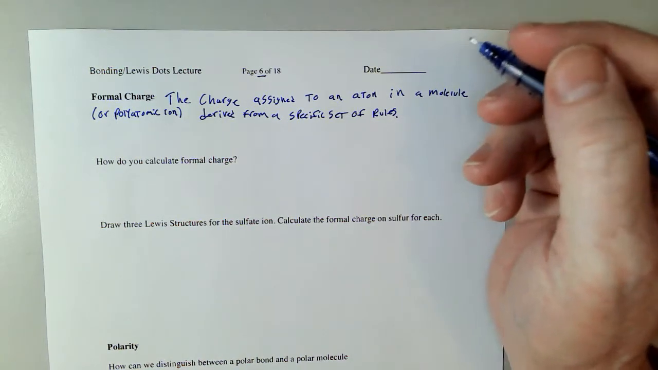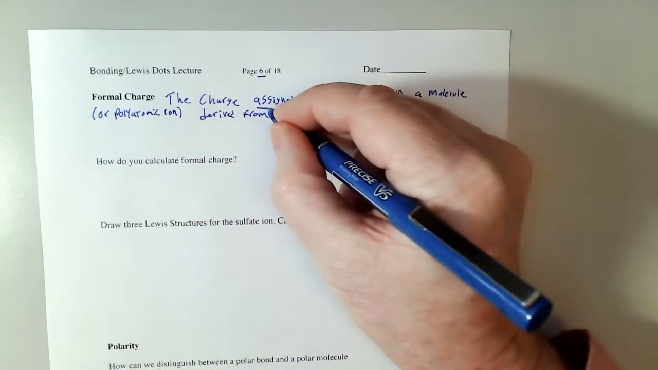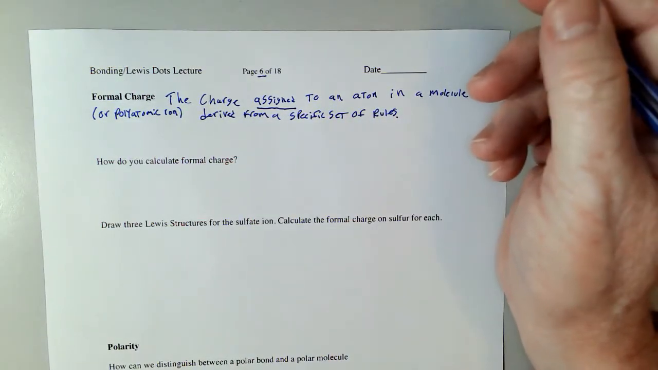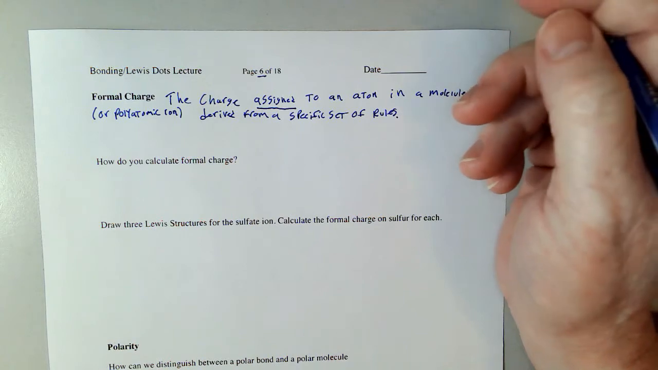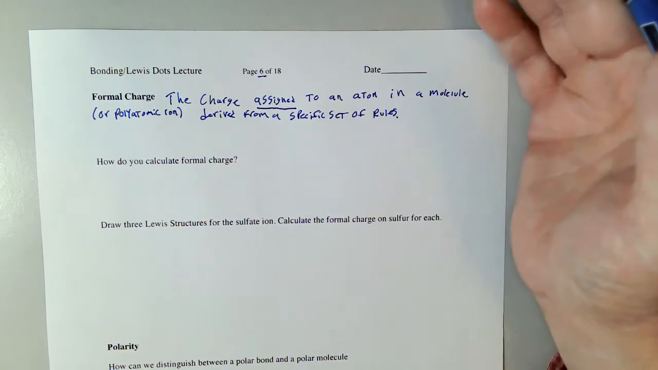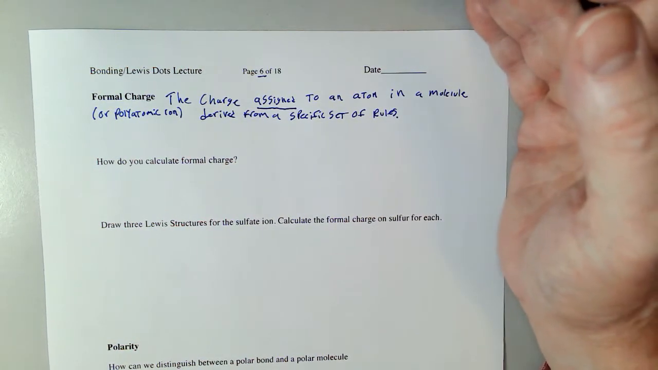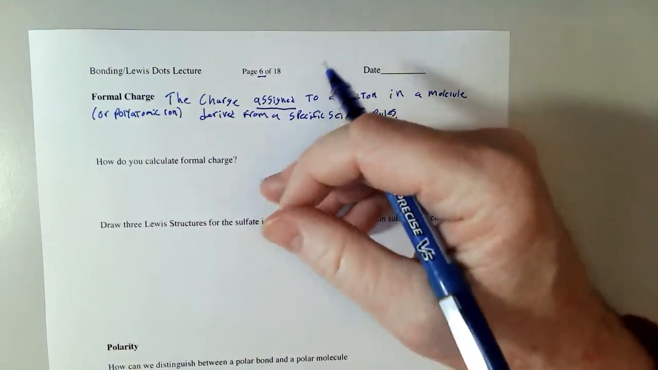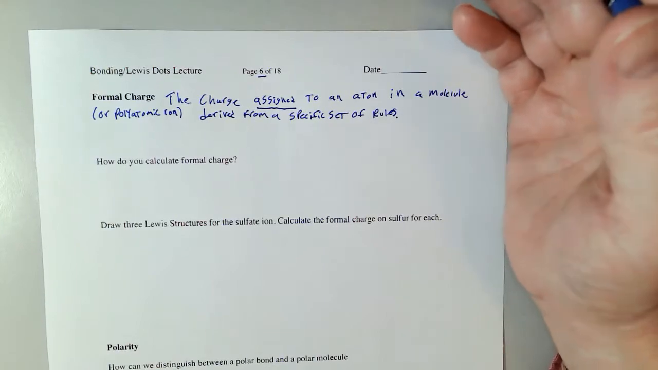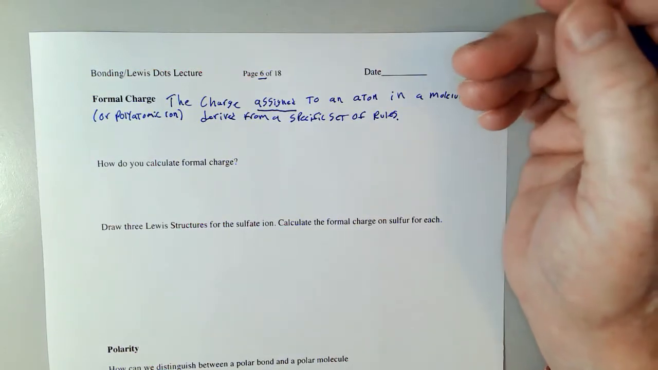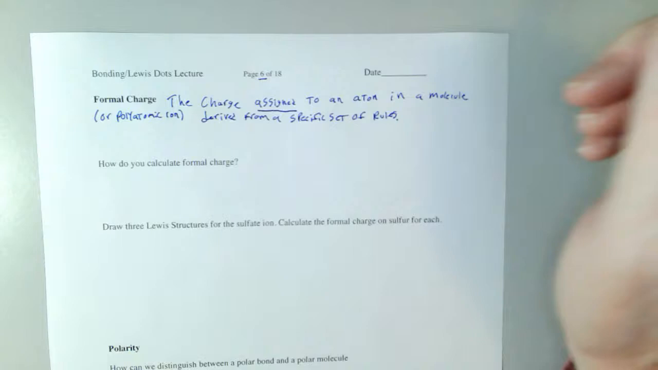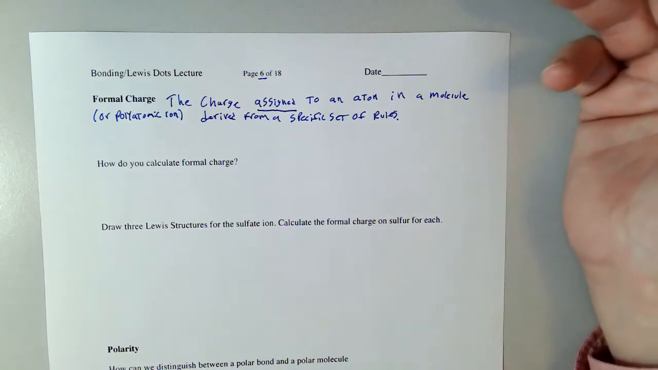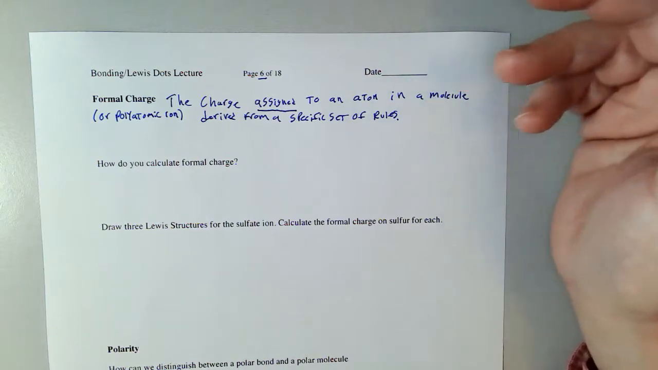Okay? Now, assigned. Does that charge really exist? Well, it does exist because of the distribution of electron density. But it's not our typical you've gained an electron or you've lost an electron. Okay? So what we're looking at is inside of a molecule. Where's the electron density? Is it more towards these atoms or is it more towards the other atoms?